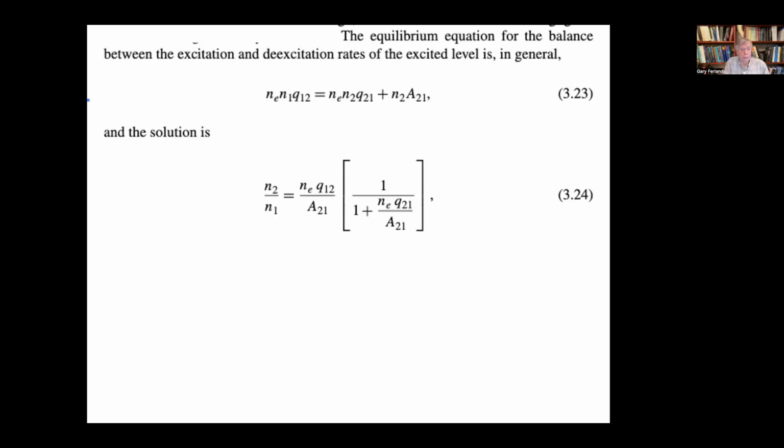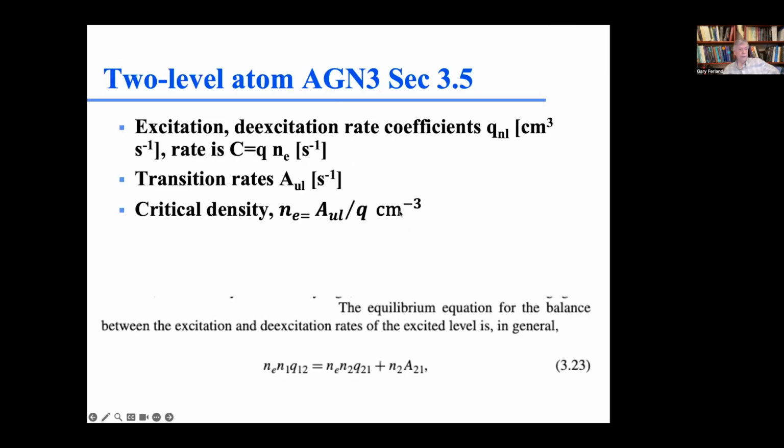The solution to this equation is given here, and it tells you the population ratio. It's basically the excitation rate per second divided by the spontaneous emission rate, times this correction factor, with a lot of terms that depend on the so-called critical density. The critical density is defined as the ratio of the Einstein A divided by the rate coefficient. It would have units of density, per cubic centimeter.